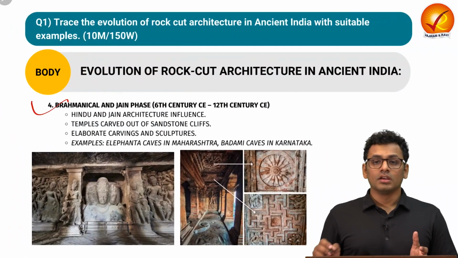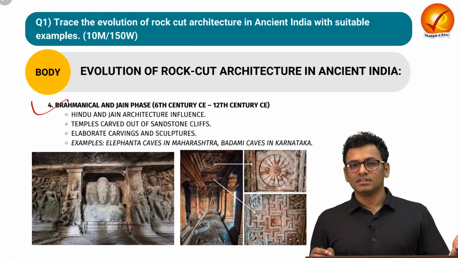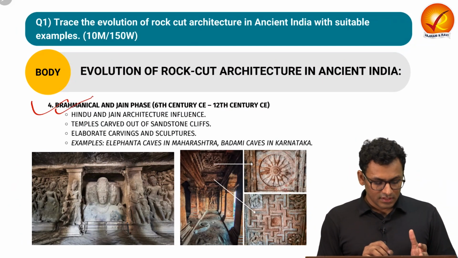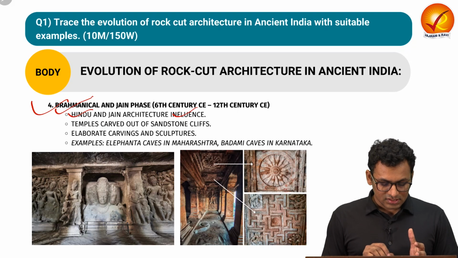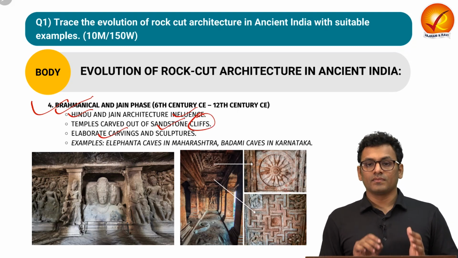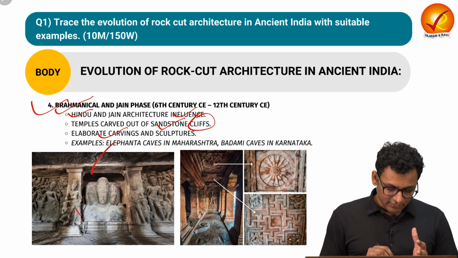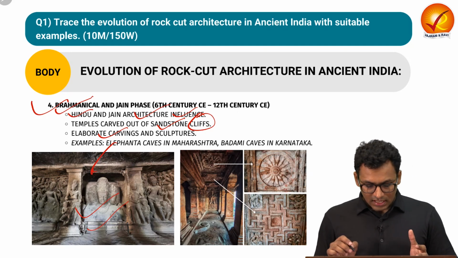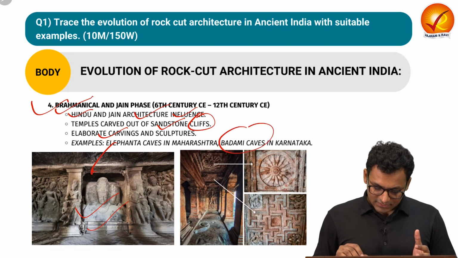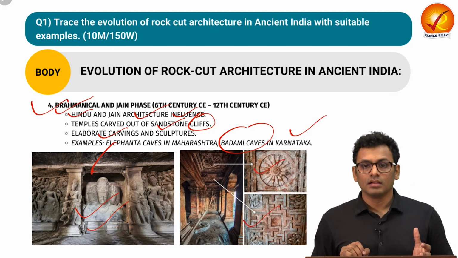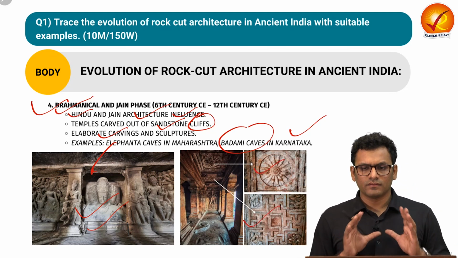The fourth, we have witnessed that apart from Buddhist, Brahminical and Jain phase and sculptures were also visible. Hindu and Jain architecture influence, temples carved out of sandstone cliff, and elaborate carvings and sculptures. The examples we have is Elephanta cave, where we have seen certain Hindu architectural forms, and also over here at Badami caves in Karnataka, we have seen how there are intricate designs that are inculcated in the architectural form.